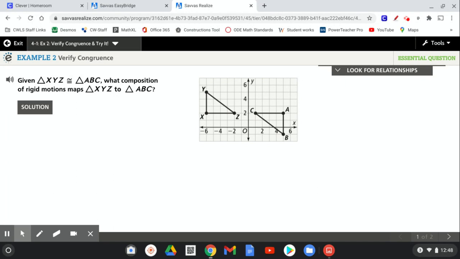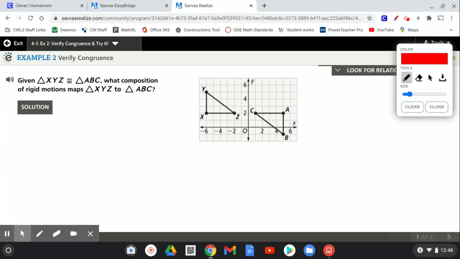So for this, what they're going to tell you in this chapter is that given triangle XYZ is congruent to triangle ABC, this is a congruence statement, okay? That's what we write. And basically what we're saying is that these corresponding parts in the triangles are going to be congruent. Corresponding means matching parts, okay?